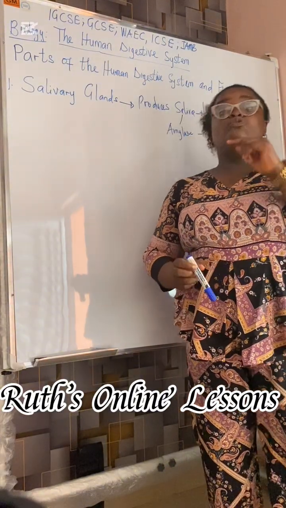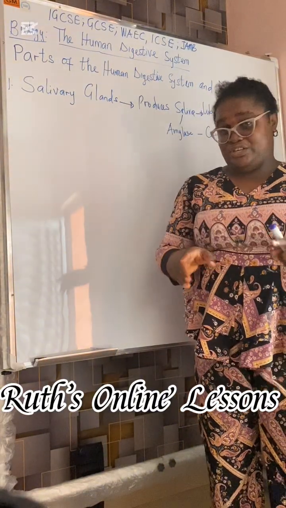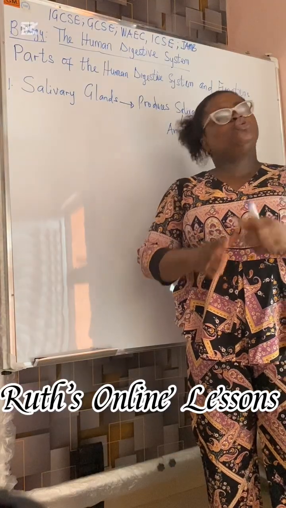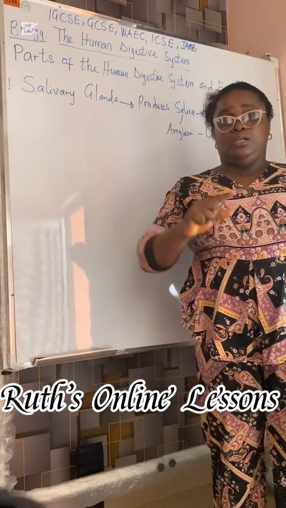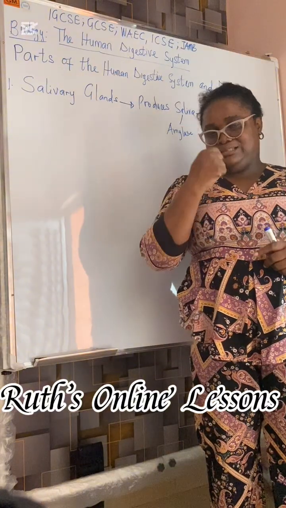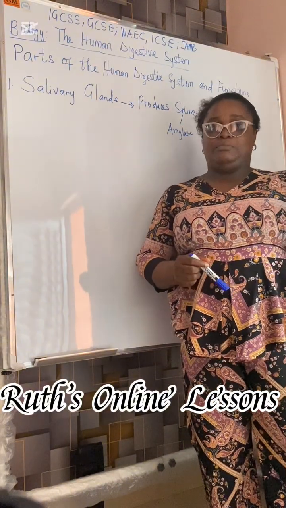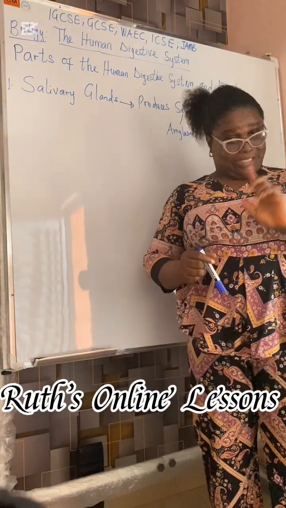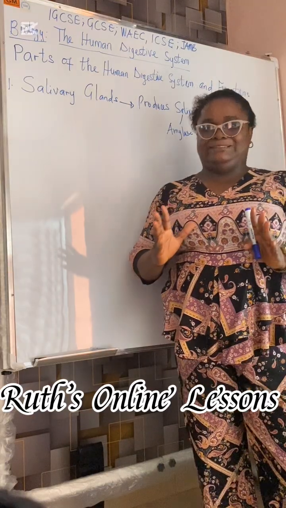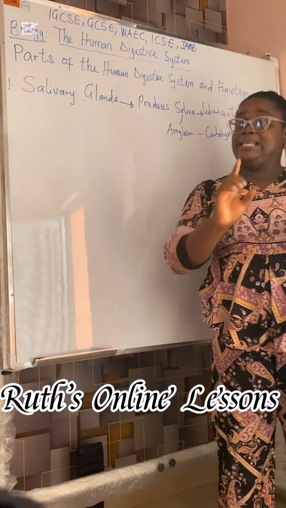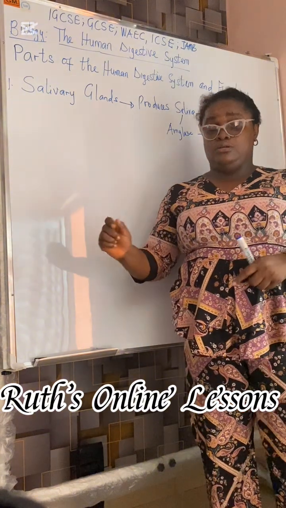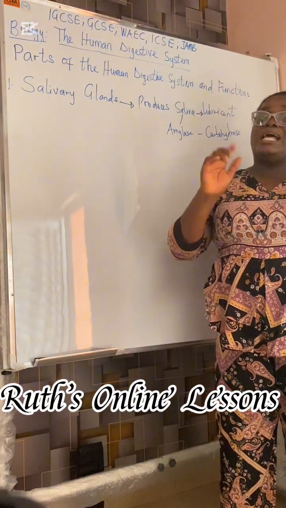So for those of us who will be writing JAMB, these multiple choice questions, please just note this: the chemical digestion of carbohydrate starts in your mouth. It begins in your mouth. It does not end in your mouth actually, but it begins in your mouth. Take note, I didn't say digestion, I said the chemical digestion of carbohydrate starts in your mouth.